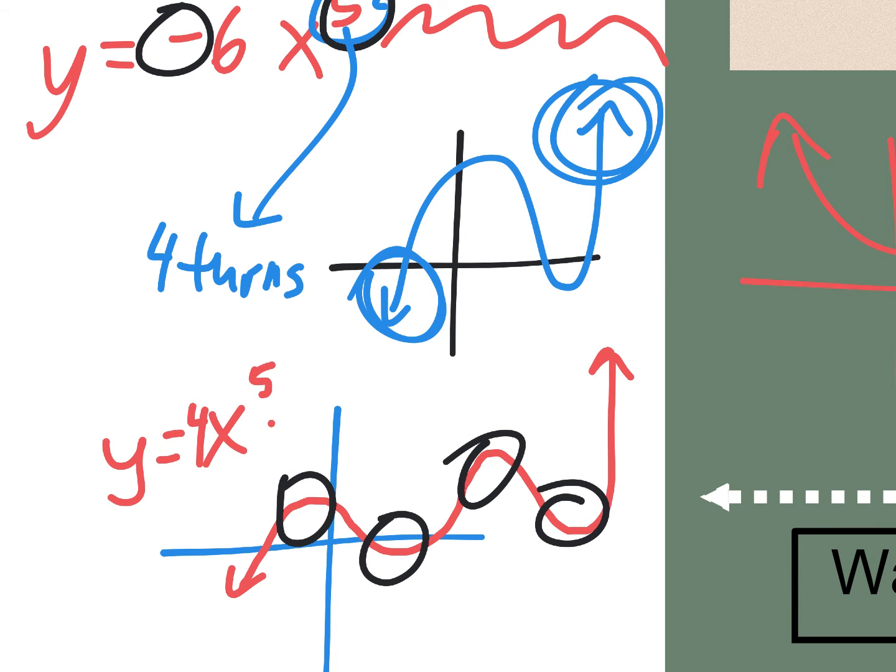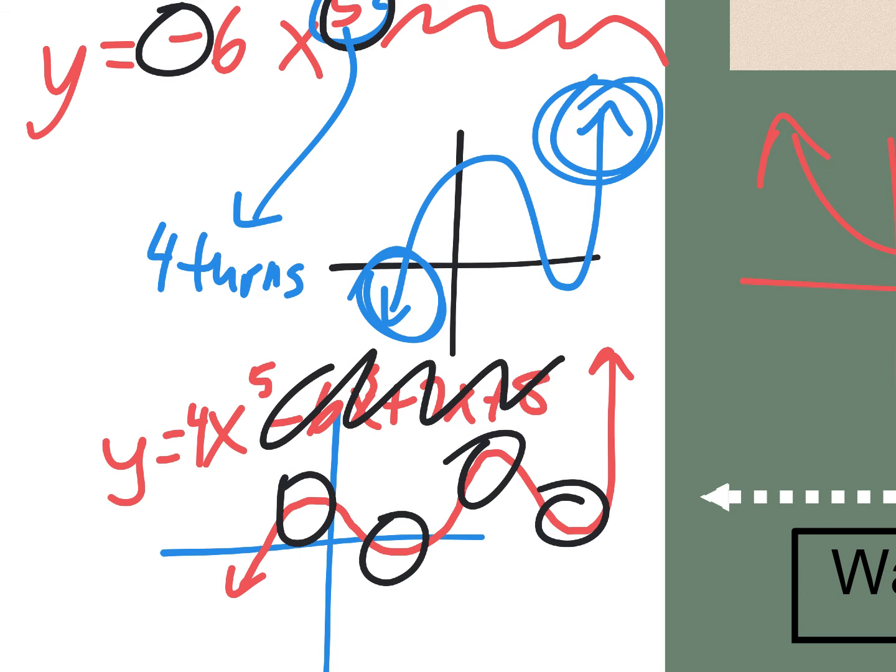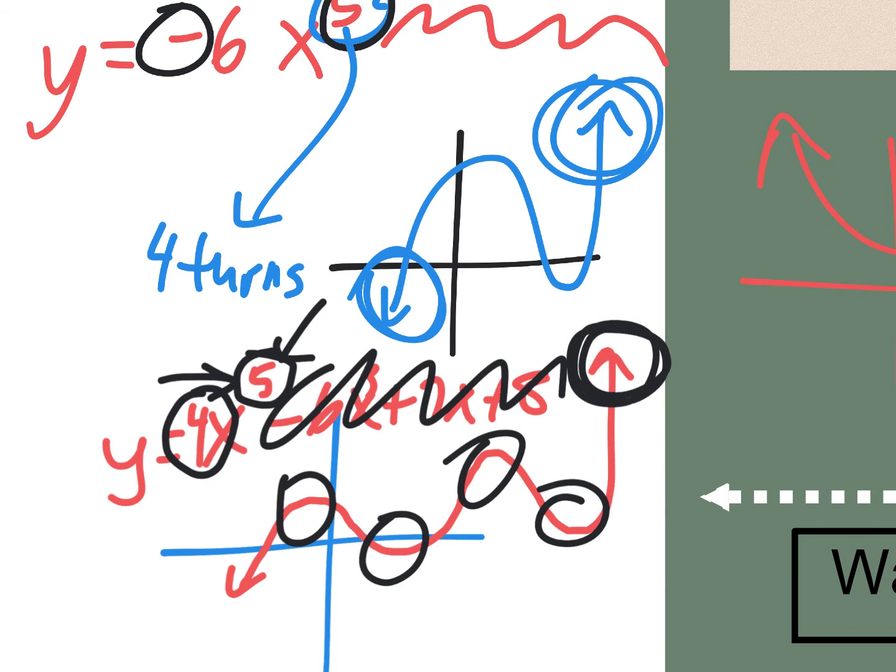Like 4x to the 5th minus 6x plus 7, or x to the 3rd minus 7x, and all the other stuff at the end, it doesn't matter. That tells me that it's going to be going different directions, odd is different, and have 4 turns, one less than this. And since this number is positive, it's got a happy ending. It goes up on the right.